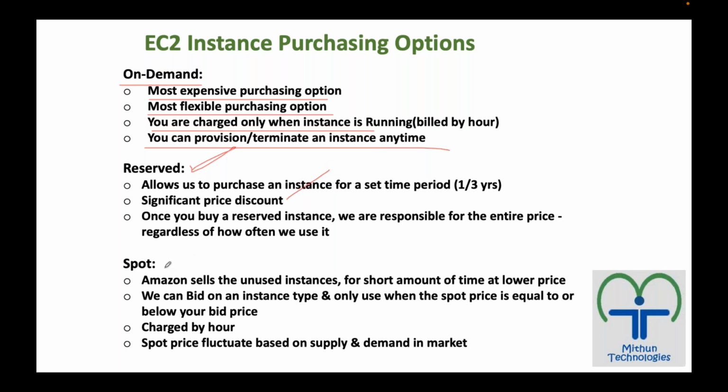And you have something called spot instances. Amazon sells some unused instances at a lower price. You can bid for an instance type, and when the spot price is less than your bid price, AWS will allocate that spot instance. Spot prices fluctuate based on supply and demand in the market.